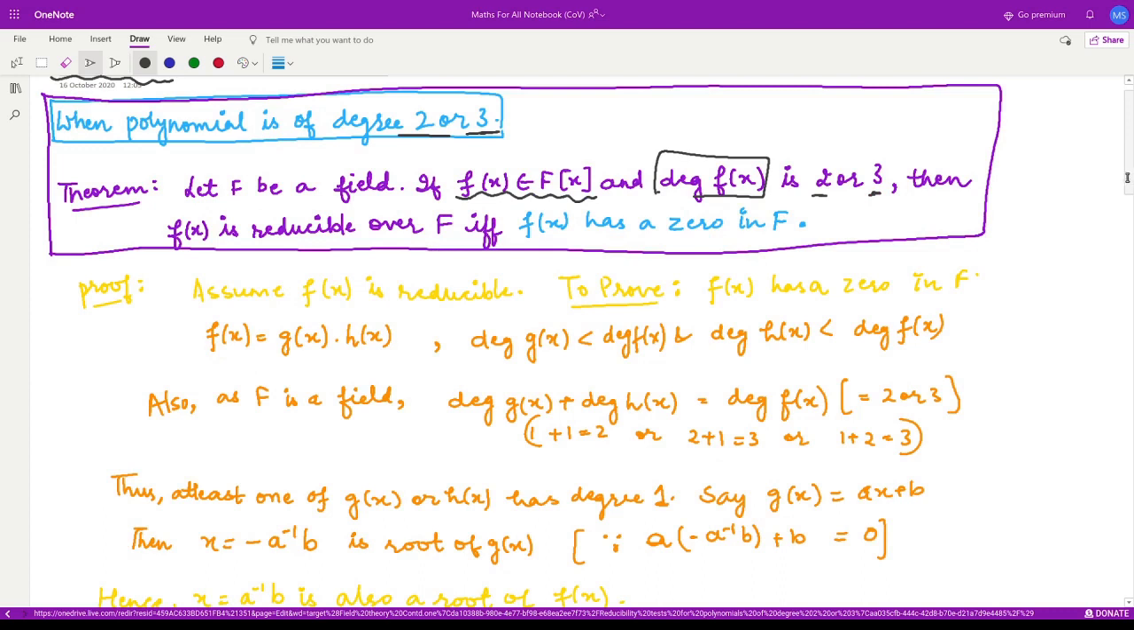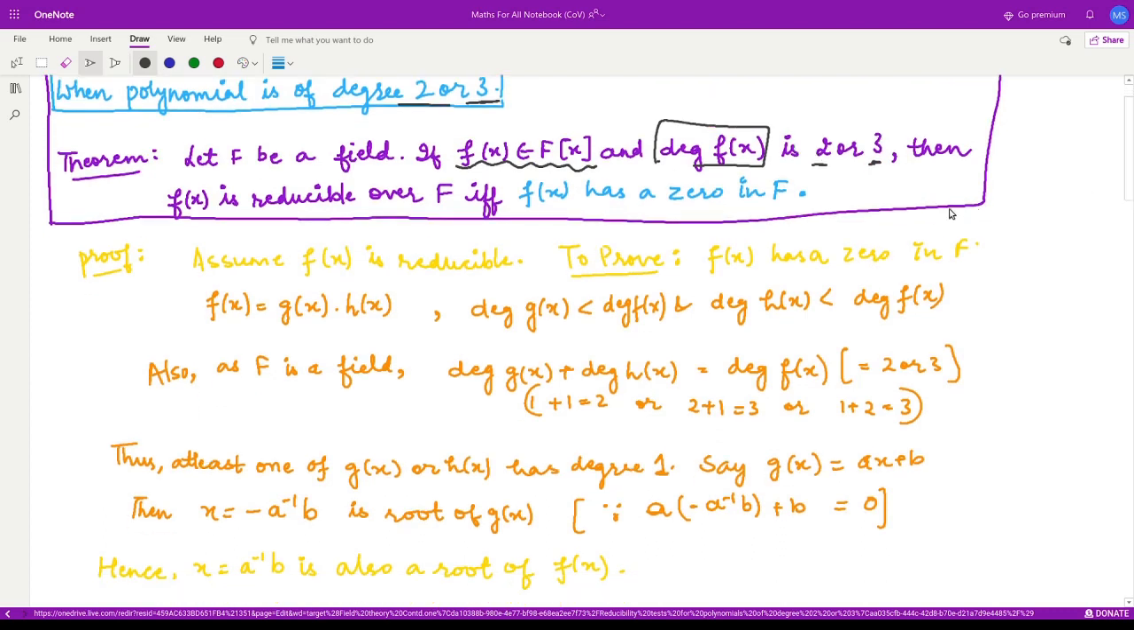So let us see the proof, right? This is an important result which we can apply frequently to see if the given polynomial is reducible. Firstly, we'll assume that the given polynomial is reducible, and then we shall prove that it has a 0 in F. This is one way of the proof. The other way would be we'll assume that this polynomial has a 0 in F, that is, it has a root, and then we shall prove that this polynomial f(x) is reducible.